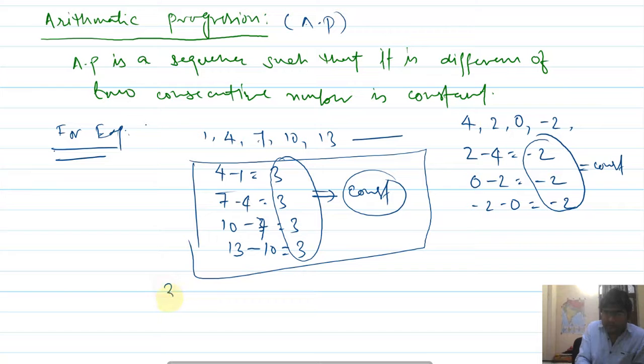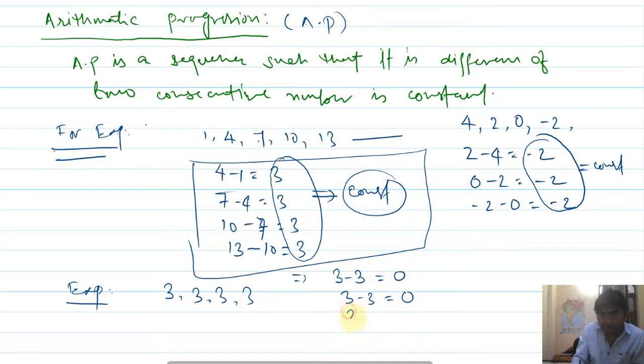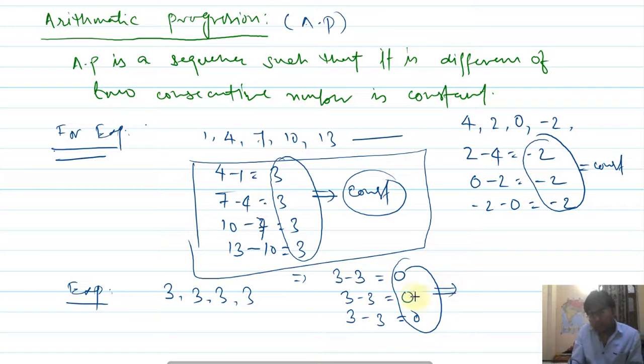If I write 3, 3, 3, 3, what can you say? Is this an arithmetic progression or not? Simple. You just have to check 3 minus 3. What is this? You get 0. Then again 3 minus 3, you get 0. 3 minus 3, you get 0. So every time you are getting the same number, so this is called an arithmetic progression. If the difference of two consecutive numbers is the same constant, then you can call this an arithmetic progression. I hope you understand.